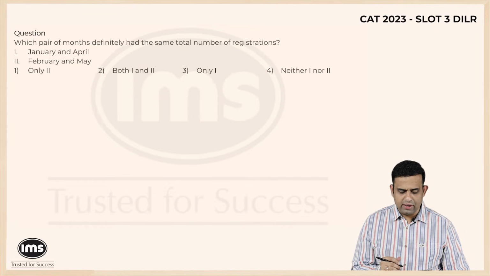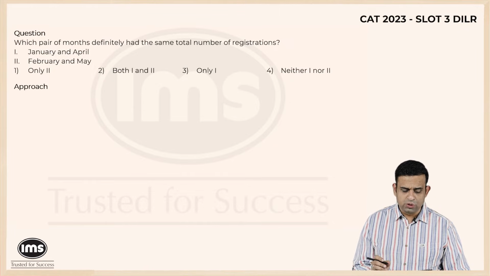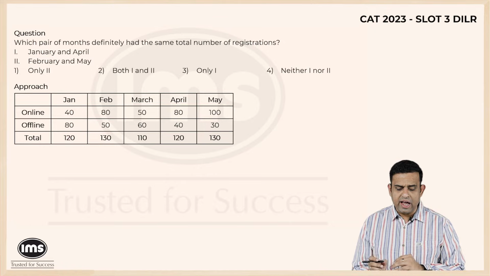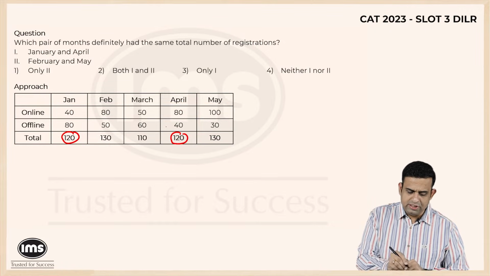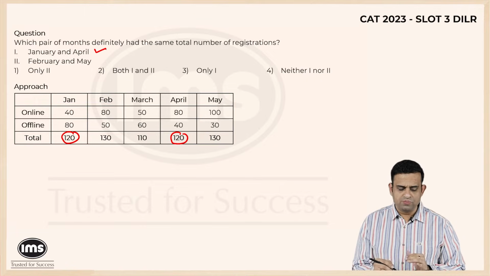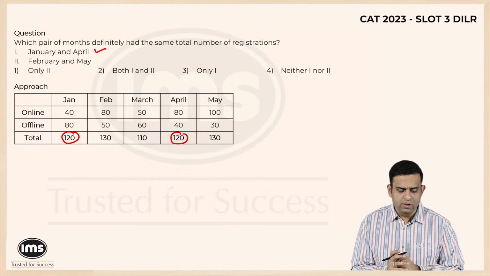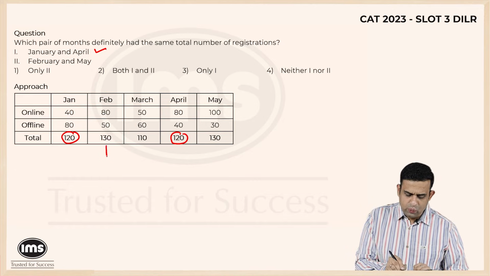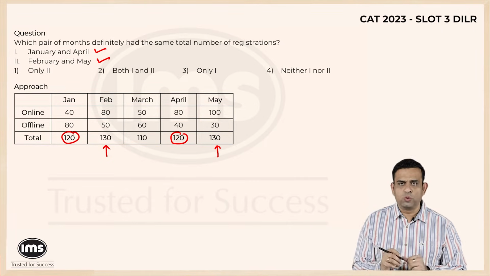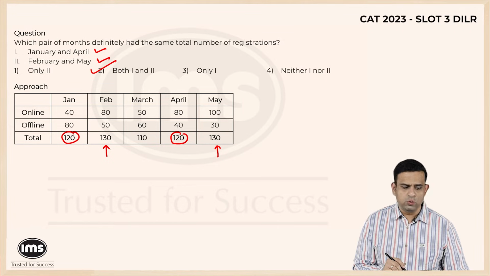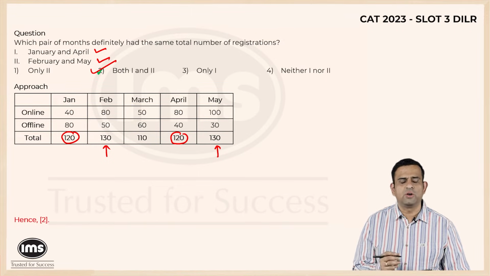And finally, if I look at the last one, it says, which pair of month definitely had the same total number of registration. So the two statements given to you are Jan and April. Jan and April are 120. So this is definitely true. They are equal. Jan and April are equal. And then if I look at Feb and May, 130 and 130, these two also are same. That means both 1 and 2 and hence option number 2 is the required answer for this particular question.